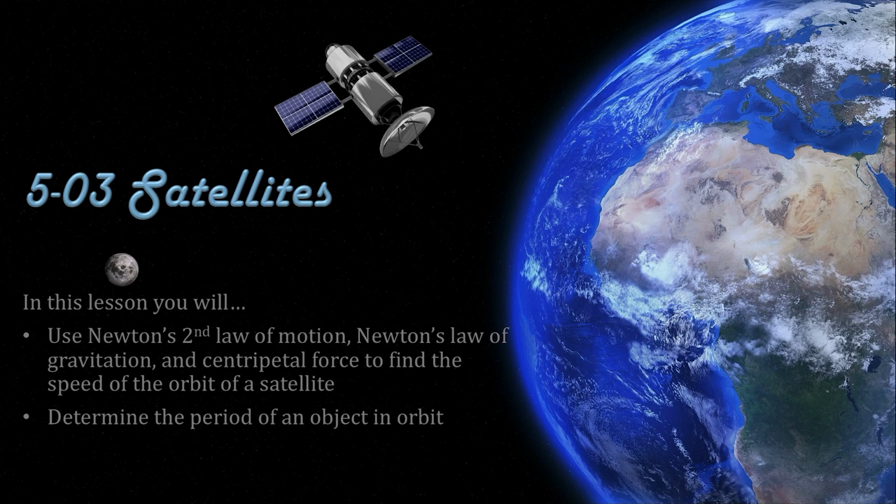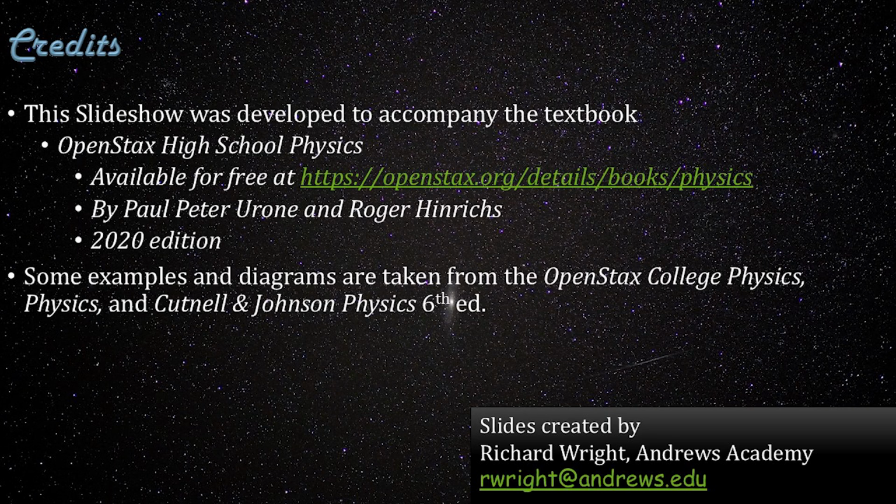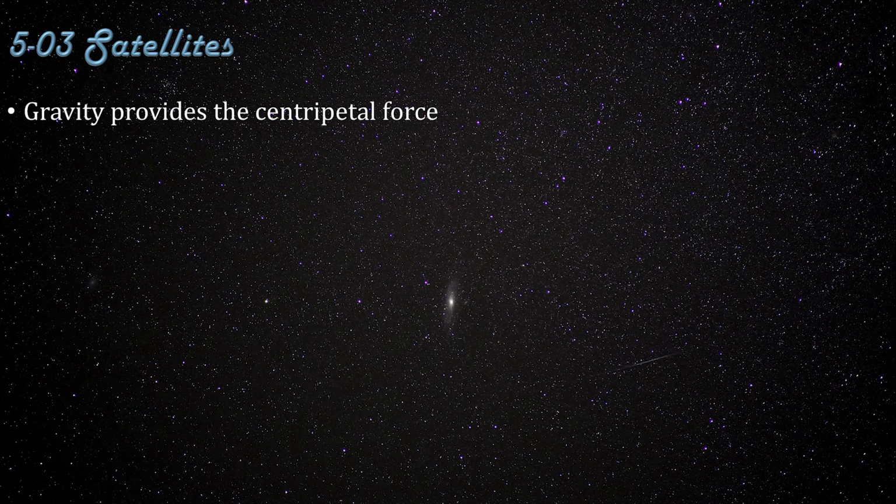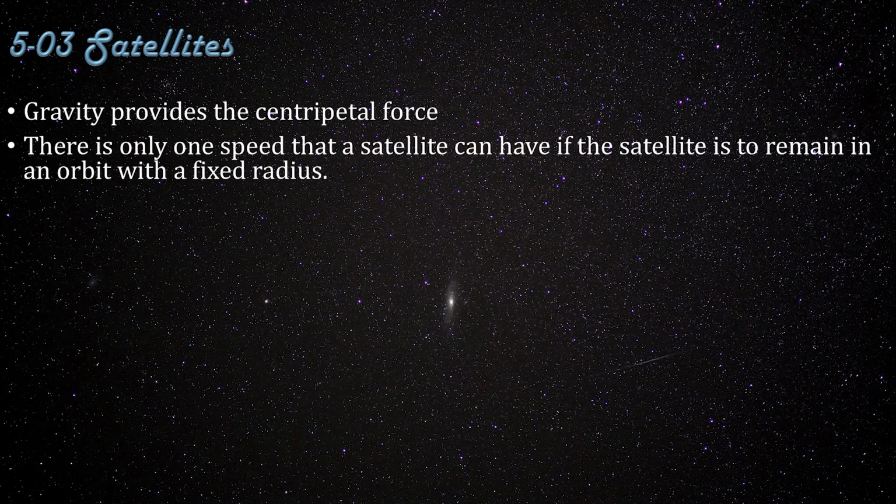Lesson 5.3, Satellites. As the satellite orbits around its main body, gravity provides a centripetal force. So there is only one speed a satellite can have if the satellite is to remain in orbit with a fixed radius. Why only one speed?